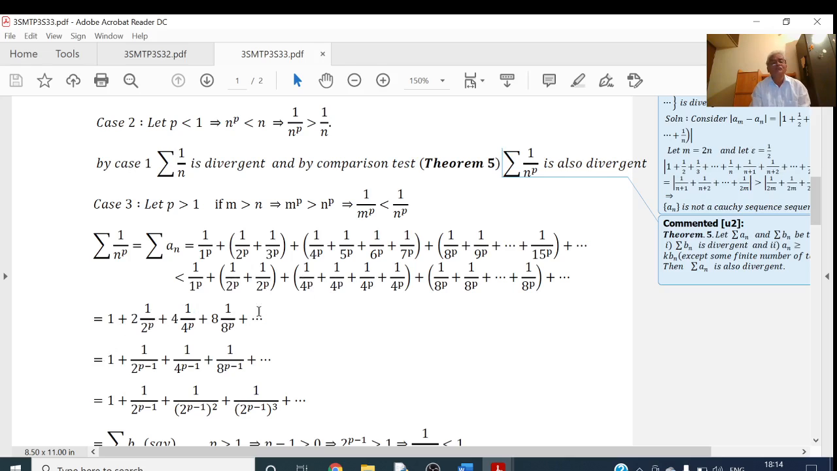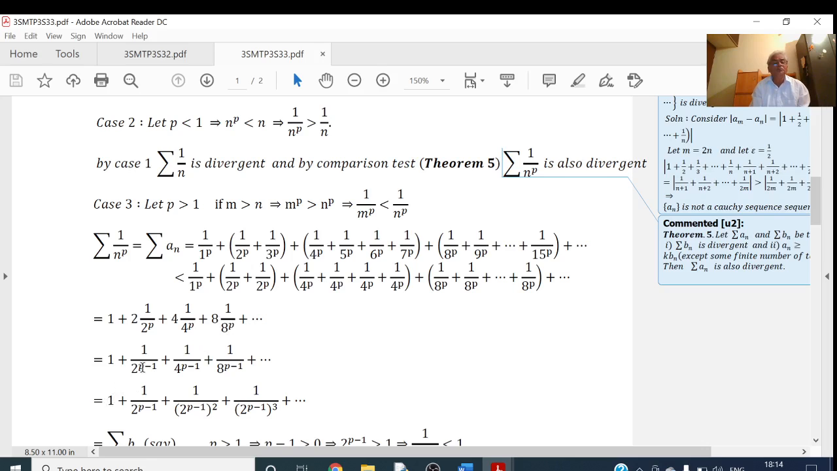Next, this bracket is 4 times 1 by 4 to the power p, plus this bracket is 8 times 1 by 8 to the power p, plus and so on. Now I will write this as 1 plus 2 to the power of 1 minus p. 2 by 2 raised to p is 2 to the power of 1 minus p. And this can be written as 4 to the power of 1 minus p, plus, and so on.